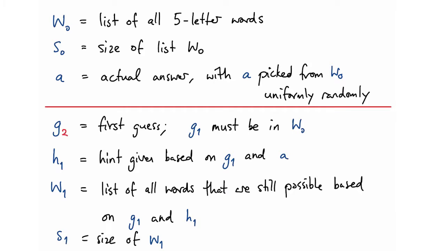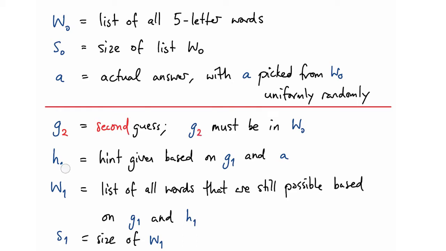Now, of course, this is only the first round. We have 6 different rounds. We're allowed 6 different guesses. So we're going to have to define more variables for those later rounds as well. But we're going to define them very similarly. So we can define G2 as the second guess. We can define H2 as the corresponding hint given after we make the second guess.